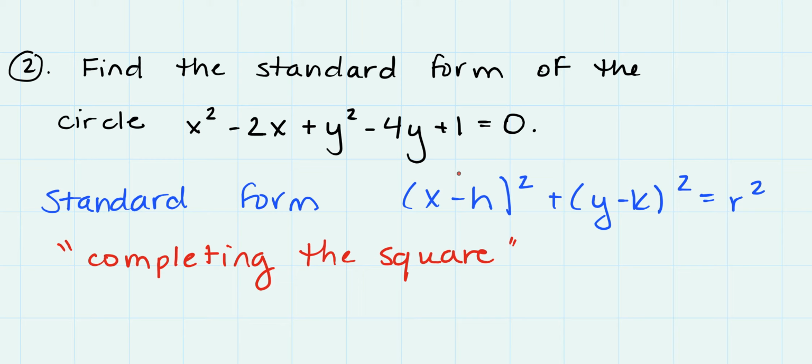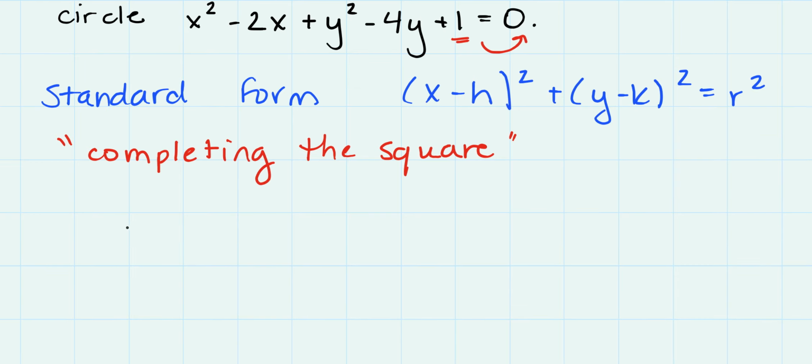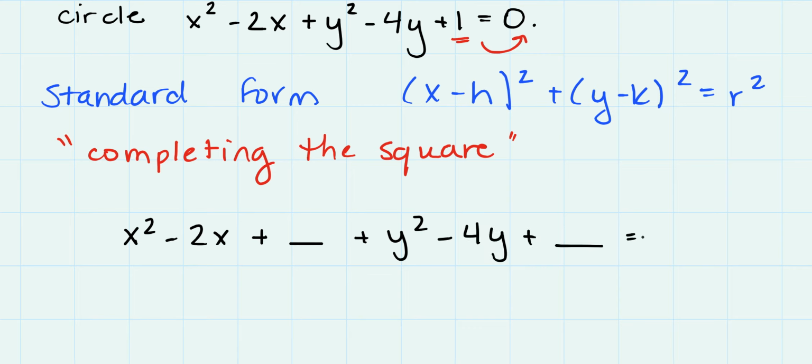What we're going to do is we're going to take this general form, and the first thing is you're going to move this number to the other side. Okay, let's do that. So we have x squared minus 2x, and now I'm going to put a plus and a big blank here. Then plus y squared minus 4y, a plus and a big blank, and like I said, move that 1 to the other side. So again, I moved this 1 over, which made it a -1 instead of a 0.